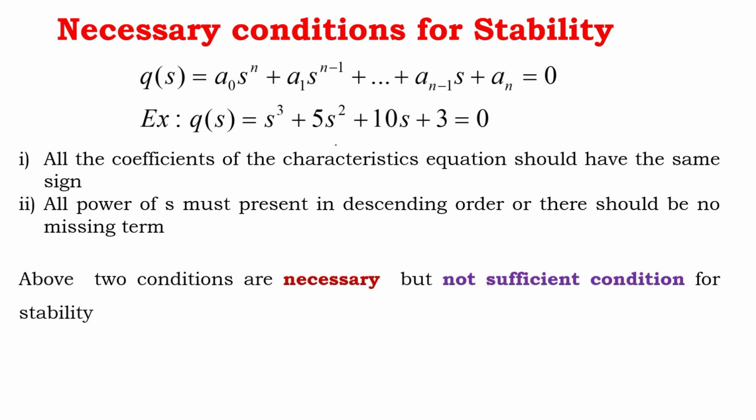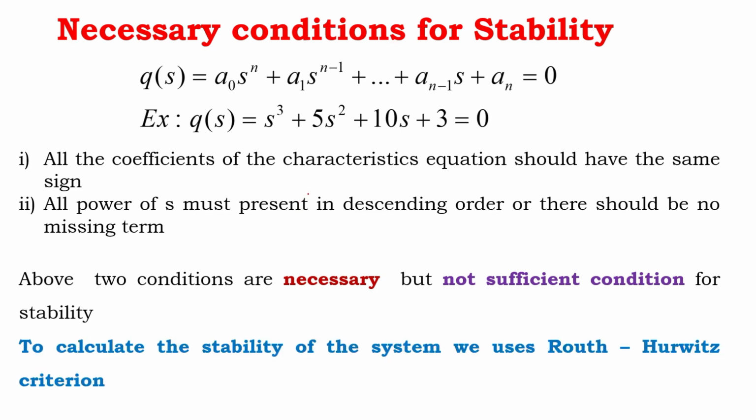But these conditions are necessary, not sufficient, to say anything about the stability of the system. Sometimes the given polynomial may be stable or unstable even though it has these two conditions, so we cannot predict it using these two conditions alone. Therefore, we require mathematical calculations to say whether the given system is stable or unstable, with the help of the Routh Hurwitz criterion or RH criterion.